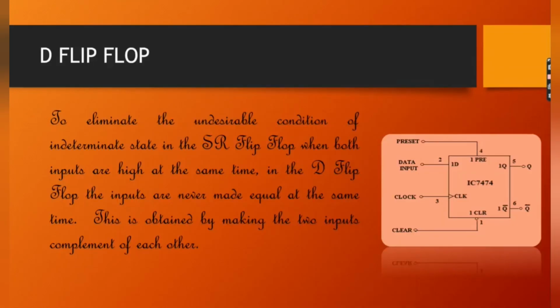To eliminate the undesirable condition of indeterminate state in the SR flip-flop when both inputs are high at the same time, in the D flip-flop the inputs are never made equal at the same time. This is obtained by making the two inputs complement of each other.